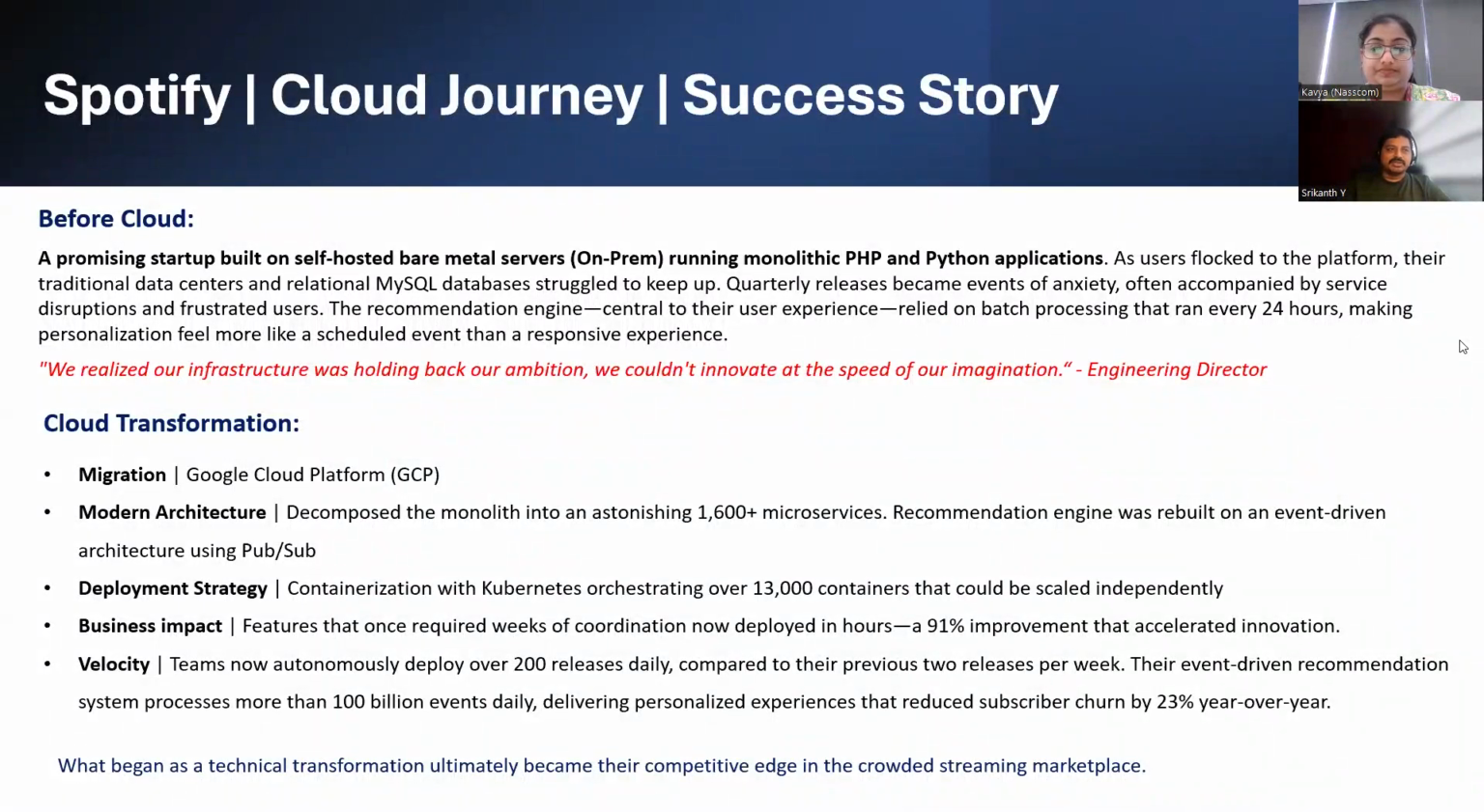Obviously, what is the impact? They couldn't have successful releases. Their quarterly releases were a bit of anxiety. That means you don't know when what will go wrong, and there were many service disruptions. The users were not very happy.